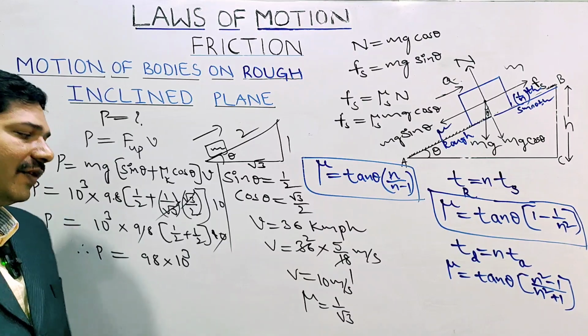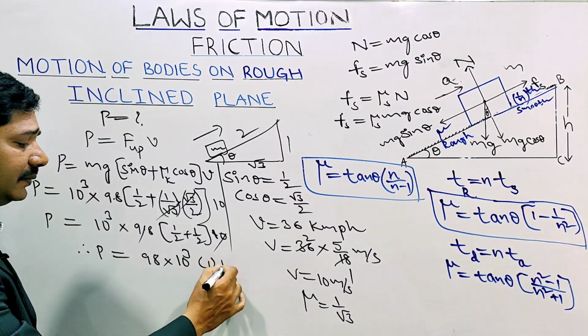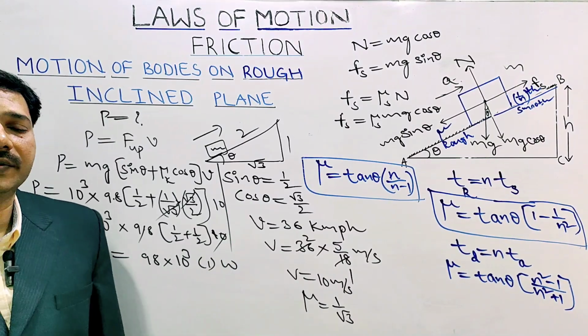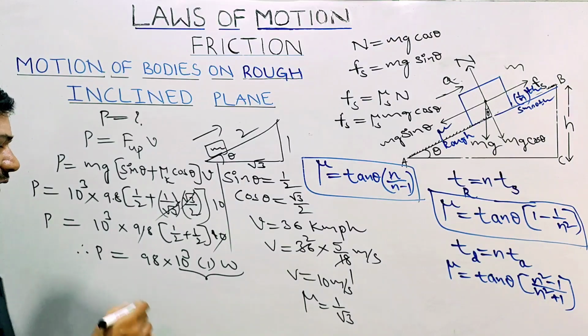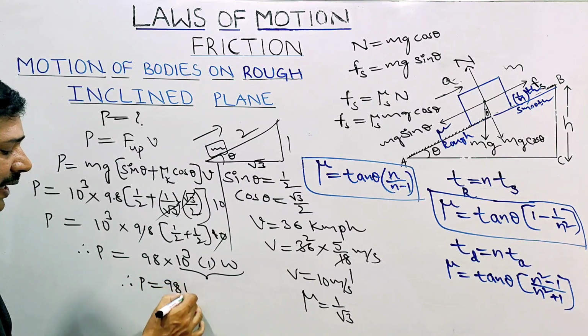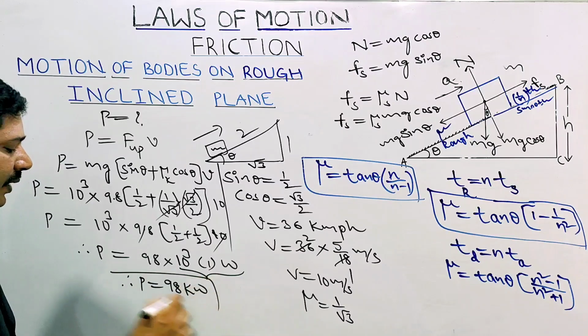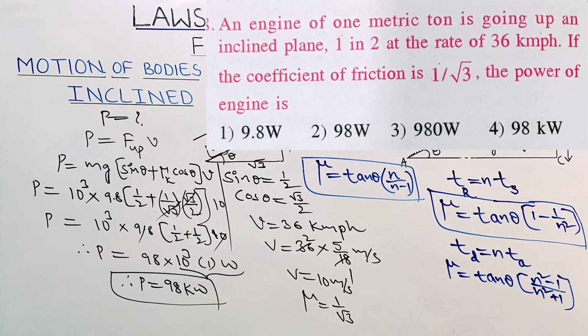1 by 2 plus 1 by 2 is 1 only. Now, how many watts here? 98 into 10 power 3 watts. Here 10 power 3 watts, I am writing as kilowatts. Therefore the final answer P equal to 98 kilowatts. Which option is correct? The second option is the correct option.